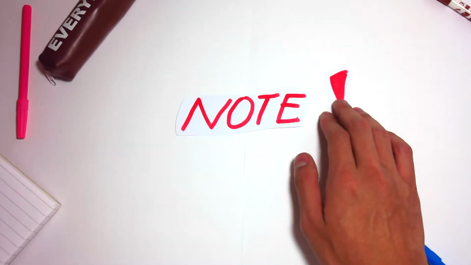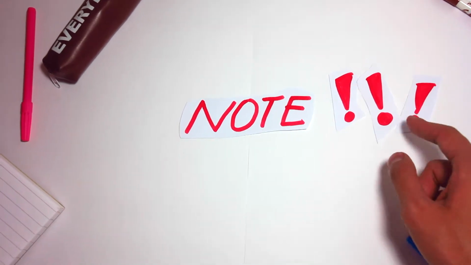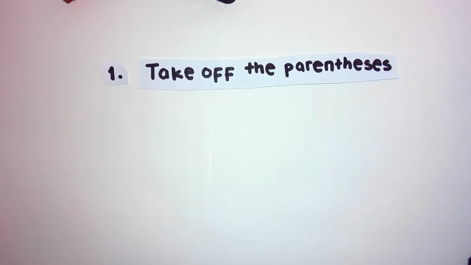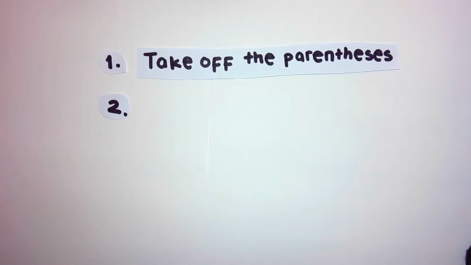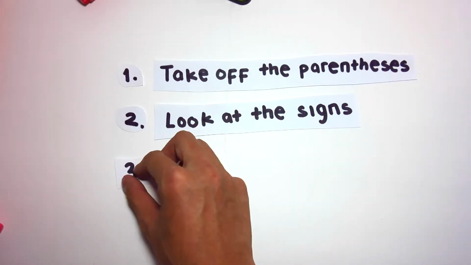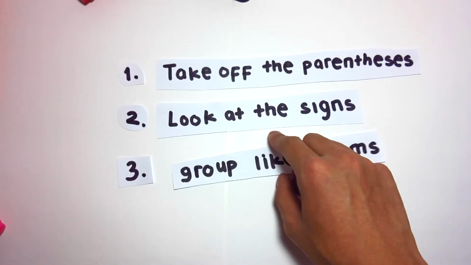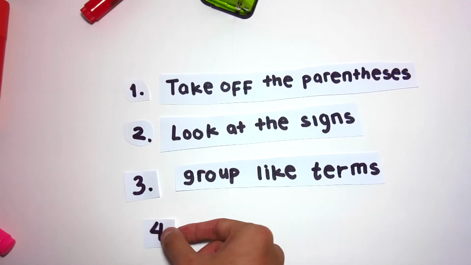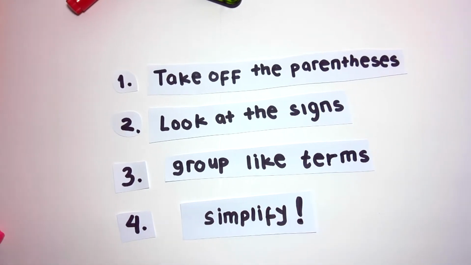Note! Remember, the steps for solving an addition or a subtraction problem are: first, take off the parentheses. Second, look at the signs and make sure you carry them out. Third, group like terms. Then fourth and final, simplify.